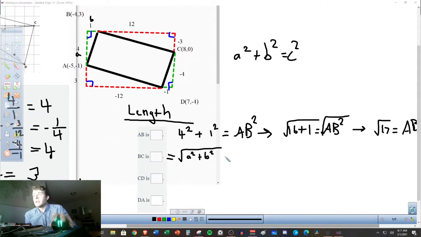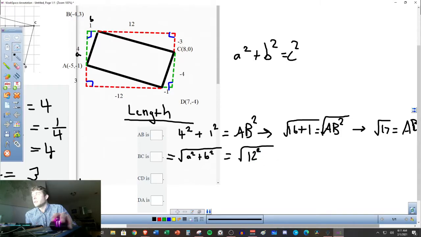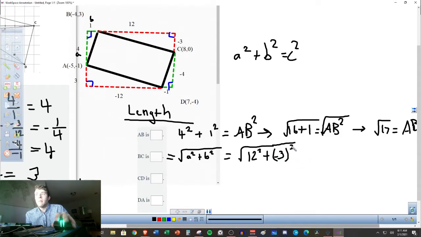So let's do this one. It's going to be the square root of 12 squared plus, hold on, 12 squared plus -3 squared. Normally you can't have a negative length, but because we're squaring it, it gets rid of the negative. This ends up being the square root of 144 plus 9 equals, so that's going to be the square root of 153.